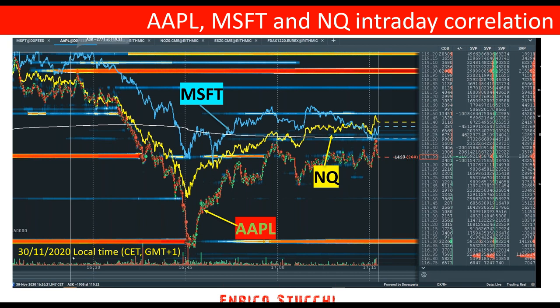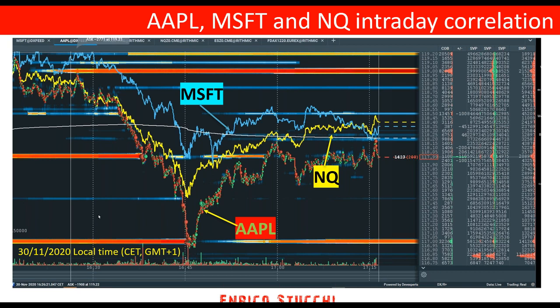For every screenshot, I put the dates using European notation, I mean day, month, year, instead of the US month, day, year. And I'm using local time, which is Central European time, that means GMT plus one. Please remember this, because you have to subtract 6 hours from my local time to get New York City, so East Coast, and 7 hours if you are in Chicago. So the exchange time is this one minus seven.